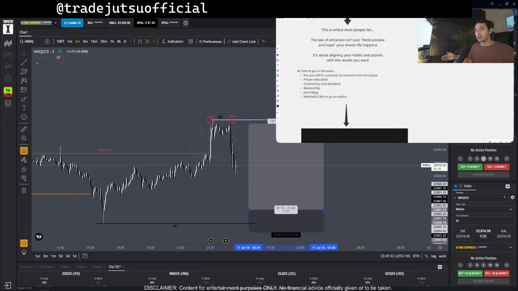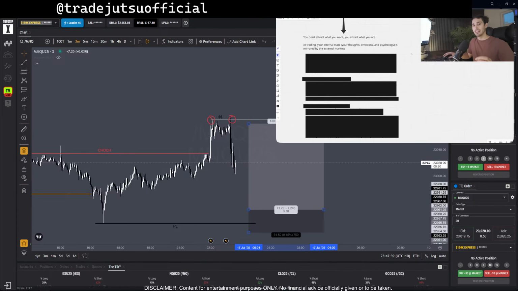Next, journaling every day, reviewing your trades, improving your trades by recording them and seeing what your mistakes were and the things that you're doing right as well. Meditation. I don't personally meditate. I like to go on walks, but you can meditate if you'd like. I like to go on walks. That's what really helps me clear my mind, and it helps me recap what the trading day was like.